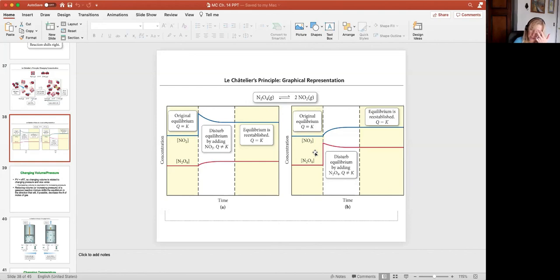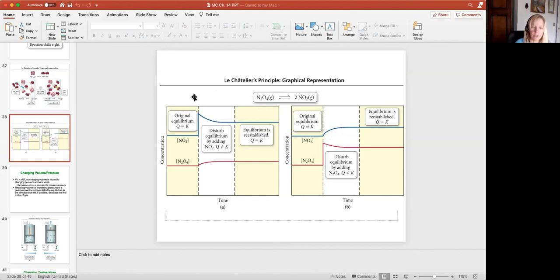So oftentimes these questions you're asked, what happens if I add NO2 to this system? If I add nitrogen dioxide to the system as a stressor, what is going to happen? What am I going to see? What I'm going to see is NO2 is going to go down. Even though I'm adding it, I'm looking at what happens after that initial stress. I add NO2, now what happens? I'm going to start to see NO2 go down and N2O4 go up because I'm shifting in reverse. If I did the opposite and I added N2O4, now what I'm going to see is N2O4 is going to go down and NO2 is going to go up because I'm shifting it in the forward direction.